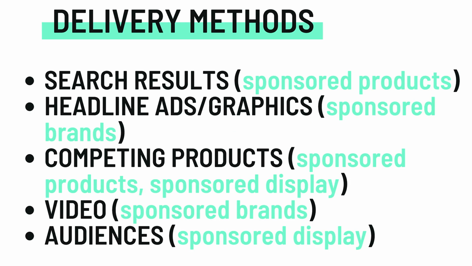The delivery methods include search results. So when somebody types something in and they're kind of scanning that page of search results, we can put sponsored products there. There's headline ads and graphics that can also exist within product search. There's competing products that you can actually place ads, both visual display ads and product targeting ads on your competitors' offerings. We can do sponsored video now that exists within search terms. And again, we can target even audiences through sponsored display on and off the Amazon platform.